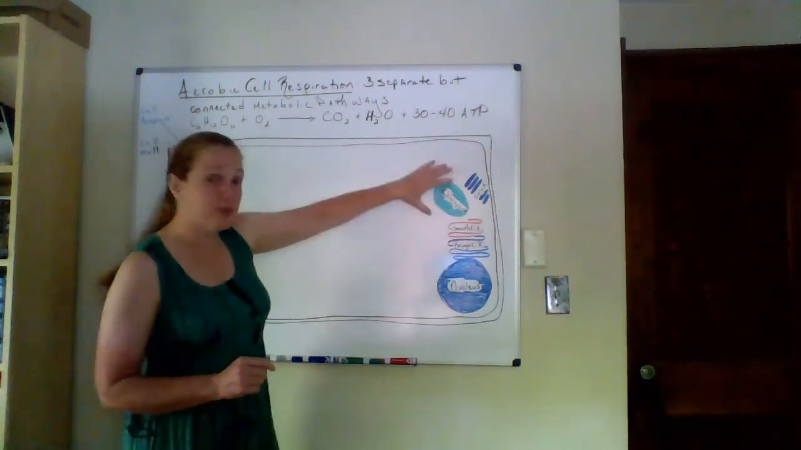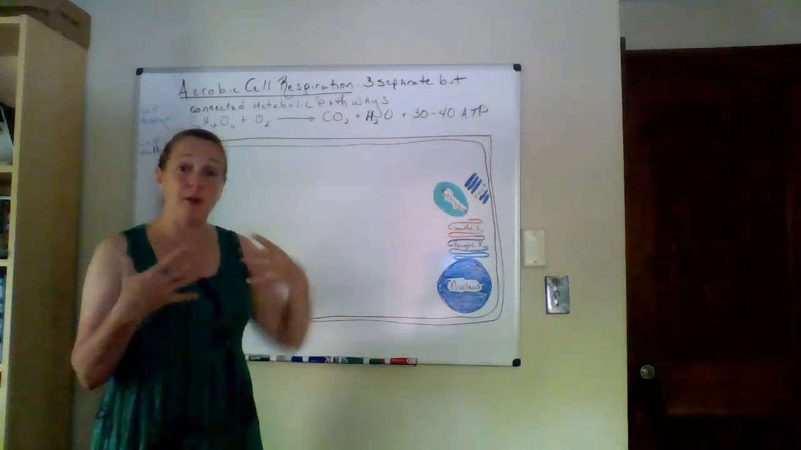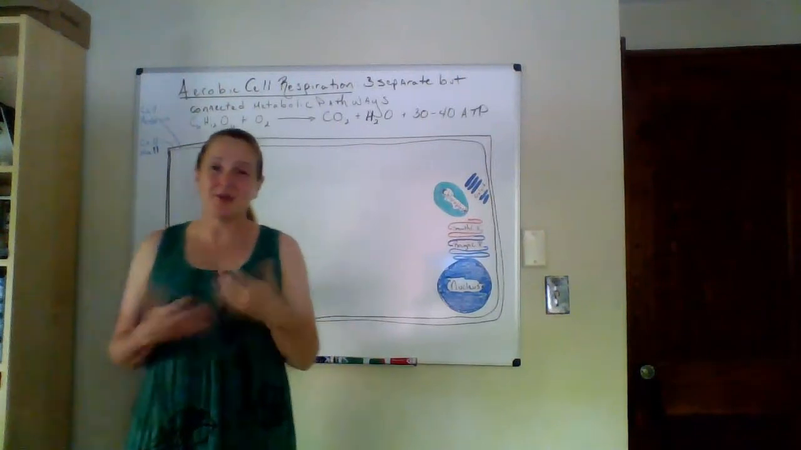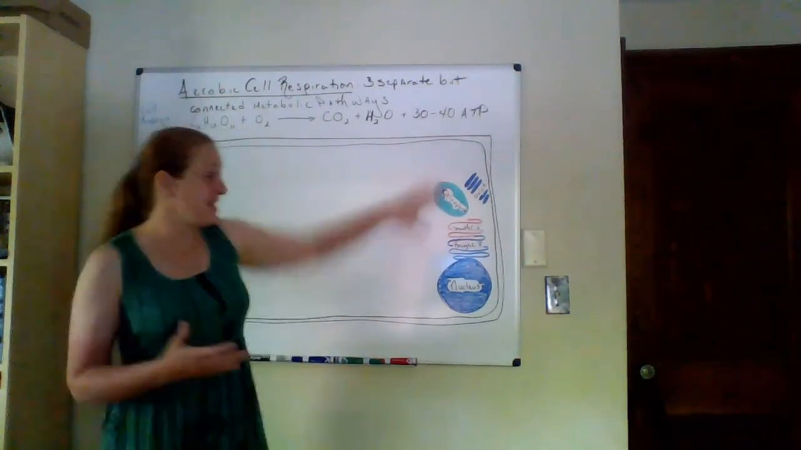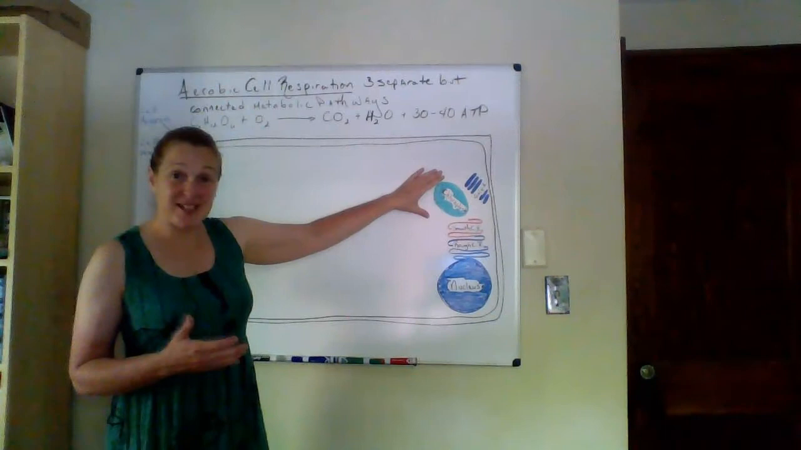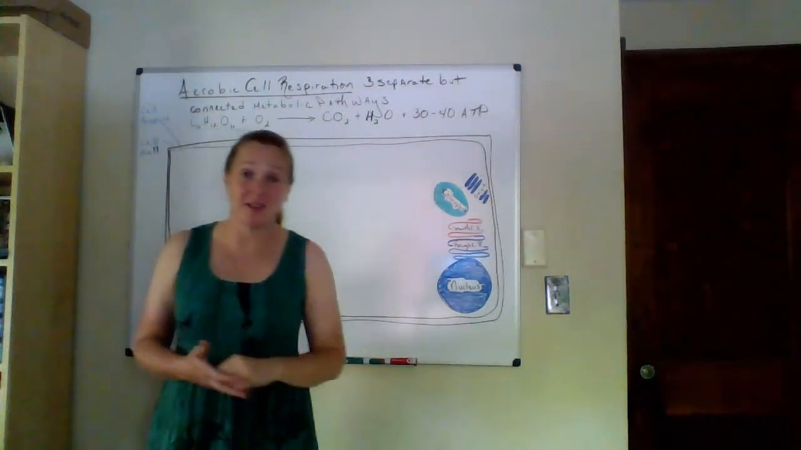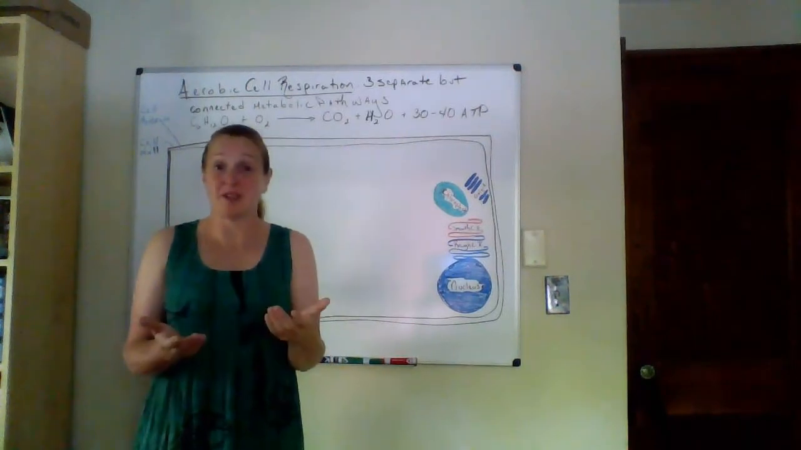The reason why I wanted to shrink everything over here is that I wanted to blow up and really focus on aerobic cellular respiration. I wanted to focus on the fact that our plants not only do photosynthesis to make glucose, but then they also can do aerobic cellular respiration. This is why they're self-feeders.